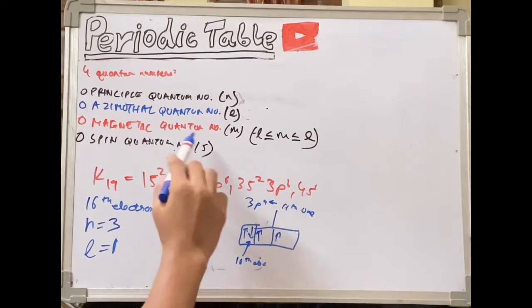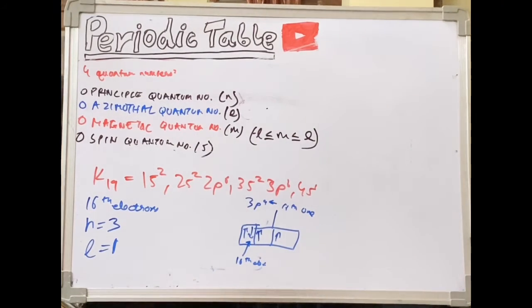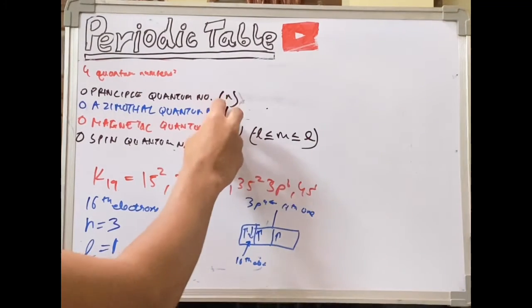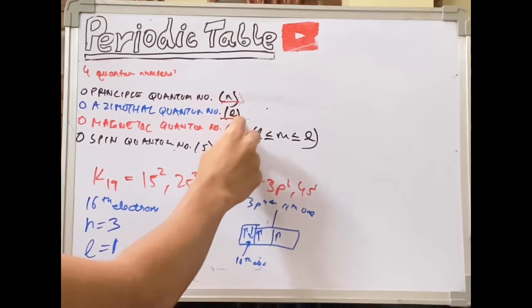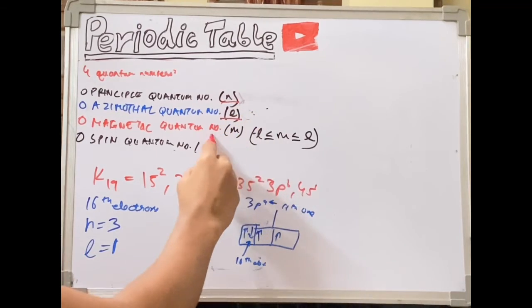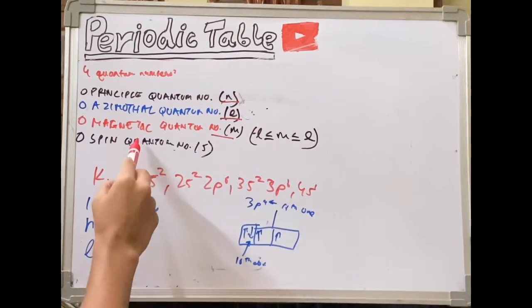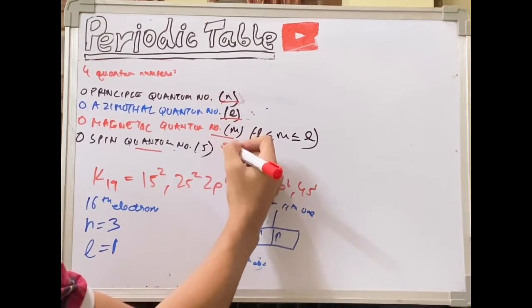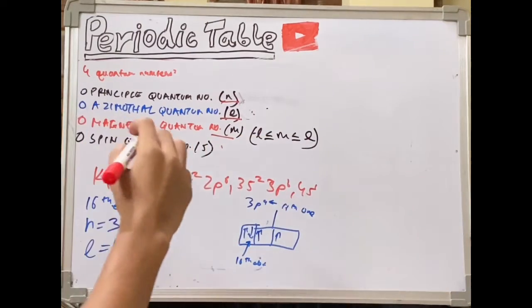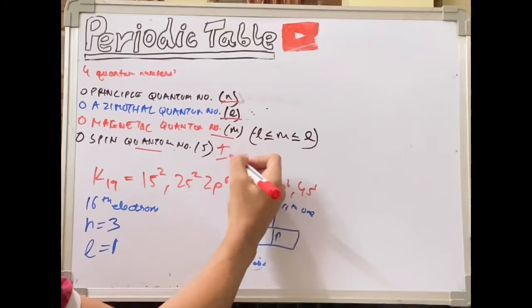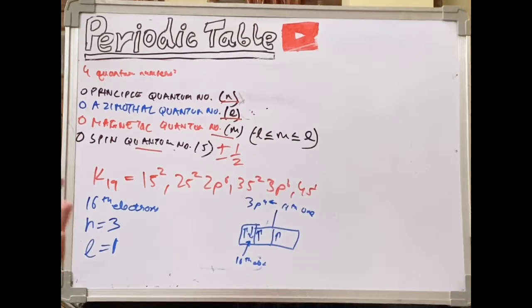Now the magnetic quantum number tells us where the electron is exactly located in the subshell. So n tells you which shell, l tells you which type of subshell, m tells you where it is in the subshell, and spin is completely random. This can only have two possibilities, plus and minus half. You can't figure out which is plus and which is minus.